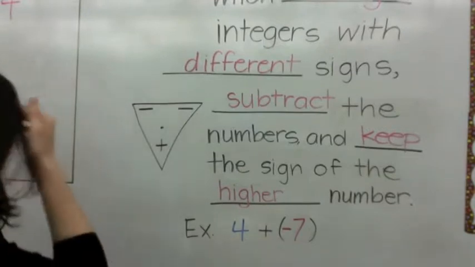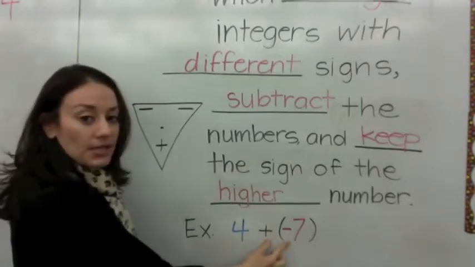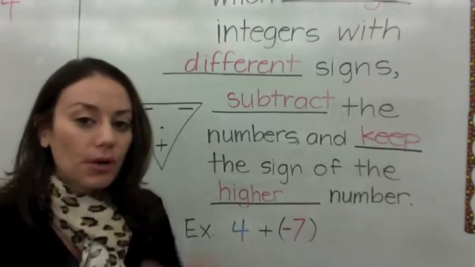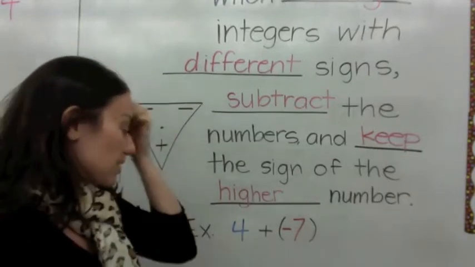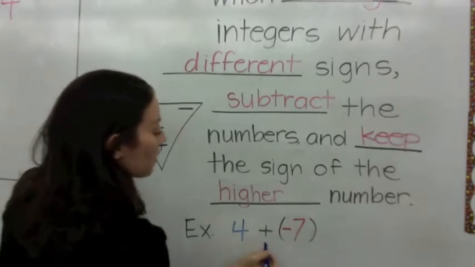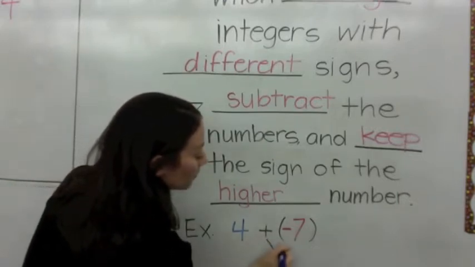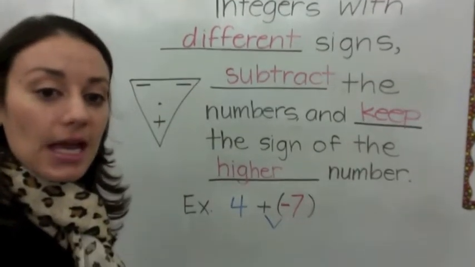Now, when you're multiplying signs, you're actually looking at the sign and the parentheses. What do parentheses tell you to do? Parentheses tell you to multiply. So you're really multiplying. This is a positive 4 plus a negative 7. You're multiplying a positive times a negative here. What is positive times negative? It's negative, right?